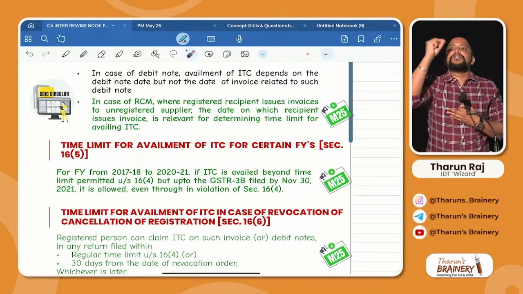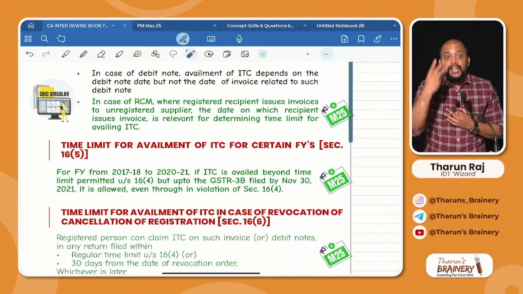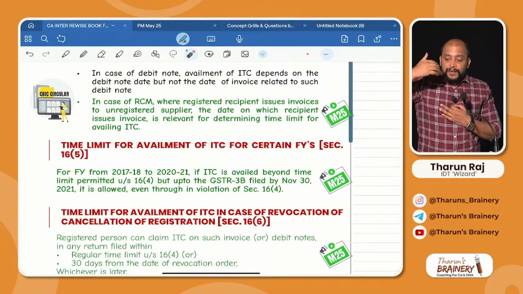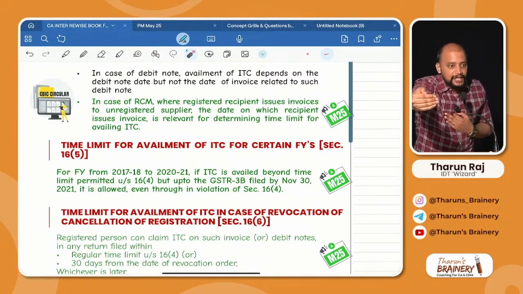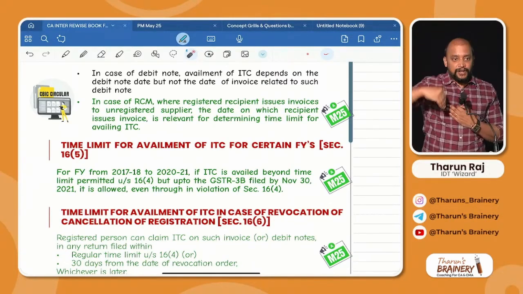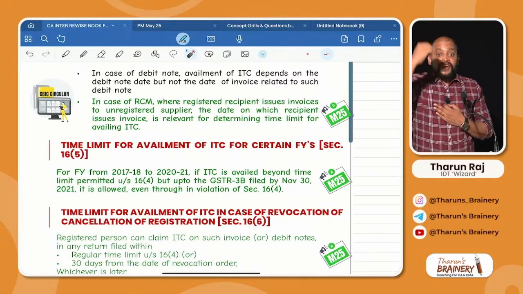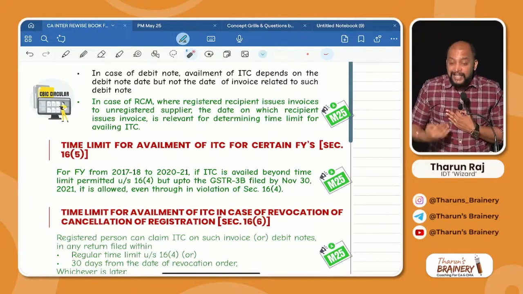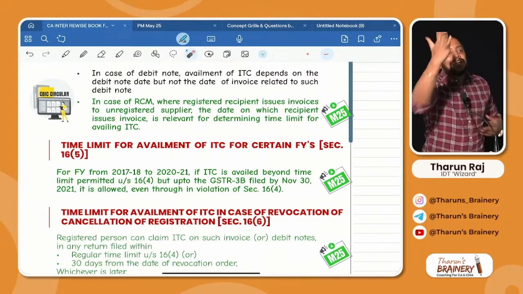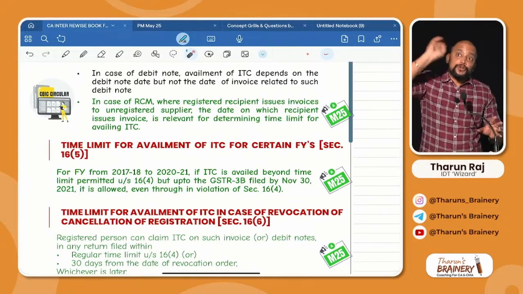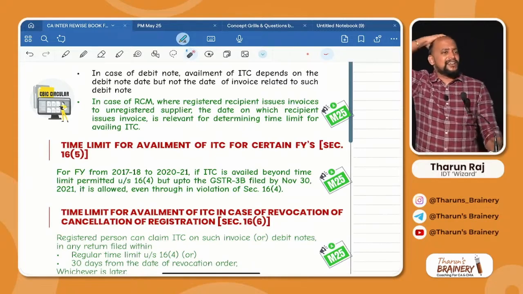What is the time limit within which that self-invoice is to be given? Within 30 days from the date on which you receive the goods or services, you should give the self-invoice. This is an amendment, okay? This is also an amendment. Now, whenever you give an invoice to me, that month only you can take ITC, not the month when you pay tax to government. Is it clear or not?